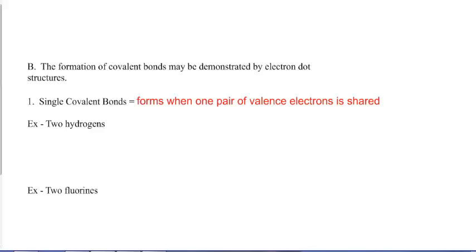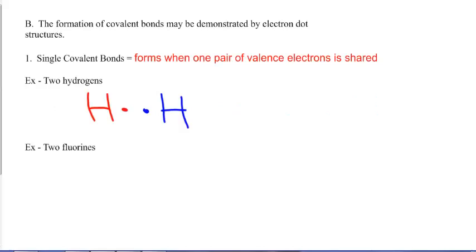The formation of covalent bonds may be demonstrated by electron dot structures, just like we did yesterday with ionic. A single covalent bond forms when one pair of valence electrons is shared. An example would be between two hydrogen atoms. So here's my two hydrogen atoms. One is in red, it has its one valence electron. The other in blue has its valence electron.